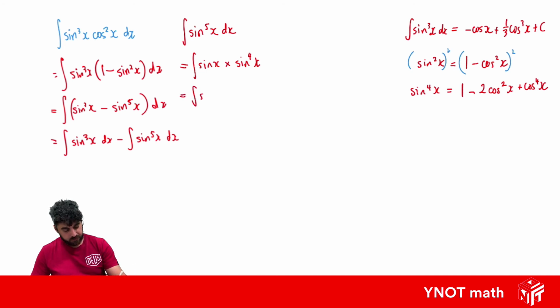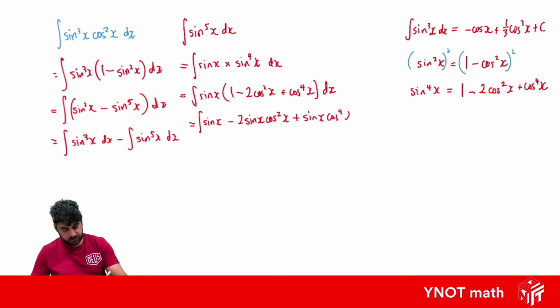So we're going to get the integral of sine x. Should be dx up there. Now sine to the 4 we know is 1 minus 2 cos squared x plus cos to the 4x dx. And let's expand all this. So we're going to get the integral of sine x minus 2 sine x cos squared x plus sine x cos to the 4x, all integrating with respect to x.